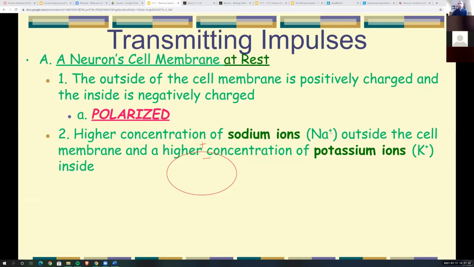sodium has a positive charge on its own. Potassium has a positive charge on its own. But if you have more positive charges on the outside compared to what's on the inside, you'll have an overall positive charge on the outside and a negative charge on the inside. You don't necessarily have to have negatively charged ions in order to get positive on the outside, negative on the inside. We have more of the sodiums on the outside when it's resting, polarized, than we do potassium ions on the inside. And this is going to be a very important thing as we watch this unfold.